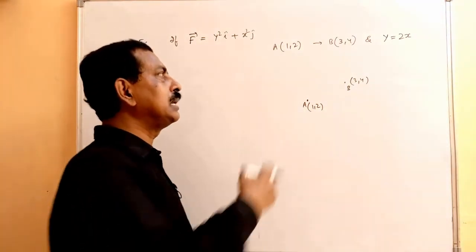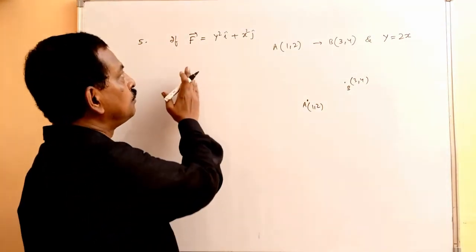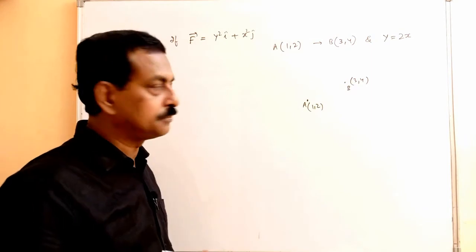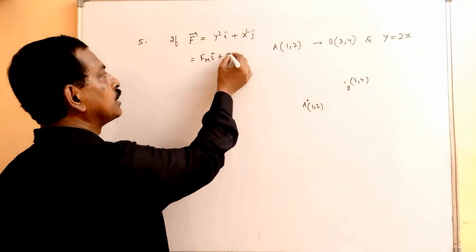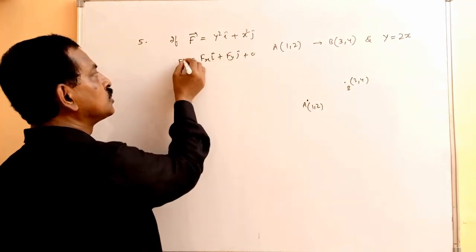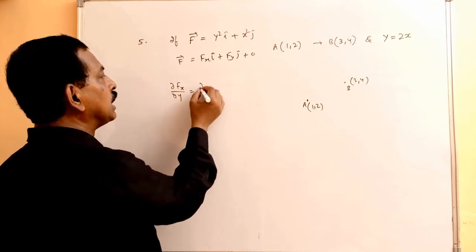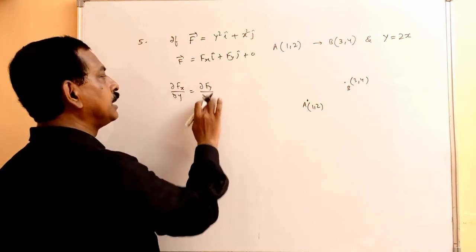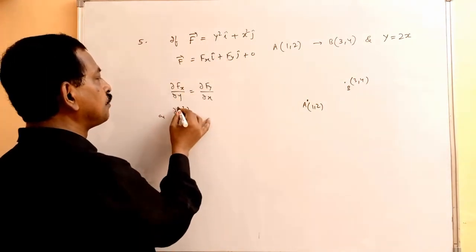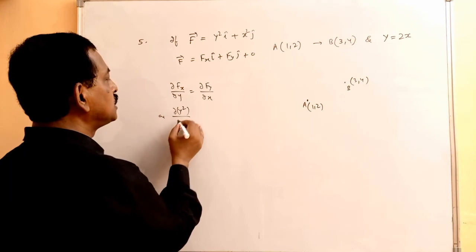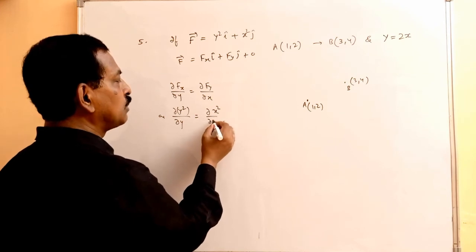You have to find the work done, and it is also given that y equals 2x. So let's see first of all whether this force is conservative or non-conservative. For this one, again in the same way, this is written as F = Fx i + Fy j + 0. We compare del Fx by del y and del Fy by del x. Here Fx is y square, and this is with respect to y, and here Fy is x square with respect to x.